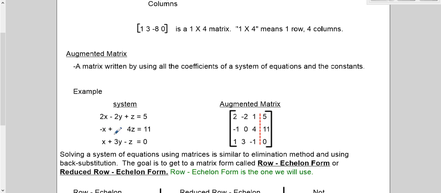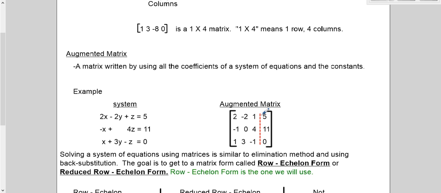For negative x plus 4z equals 11, you would write -1, 0, because there's no y, and so -1, 0, 4, and 11. And for the final row, we have 1x plus 3y minus z equals 0. So 1, 3, -1, 0.